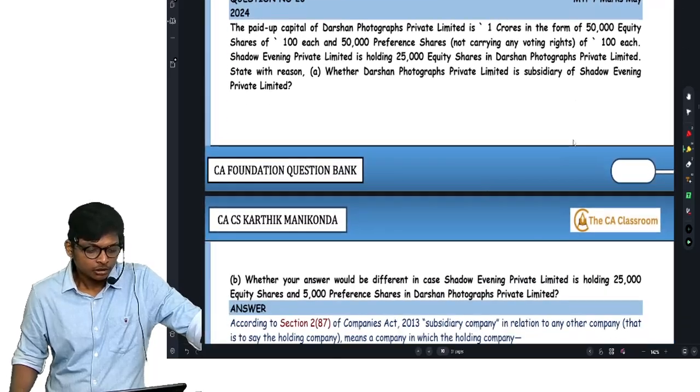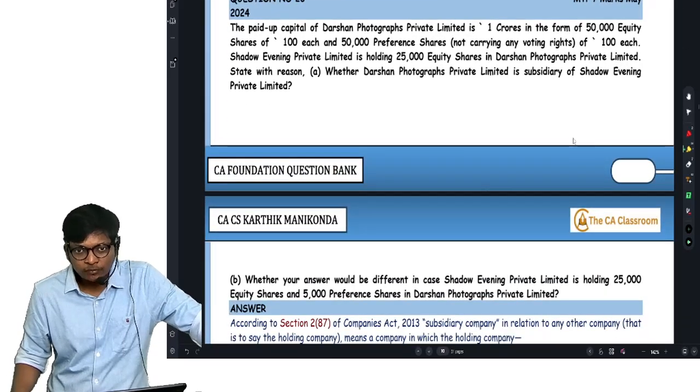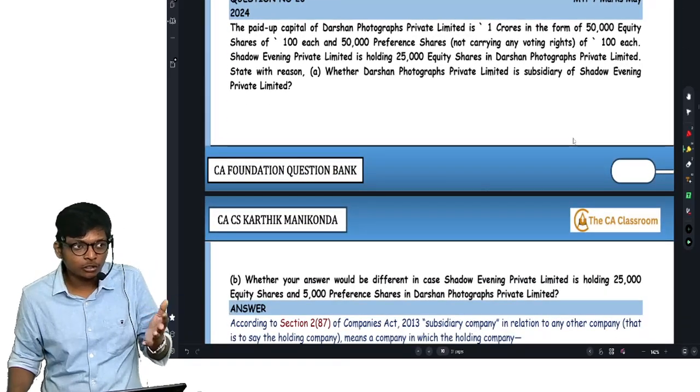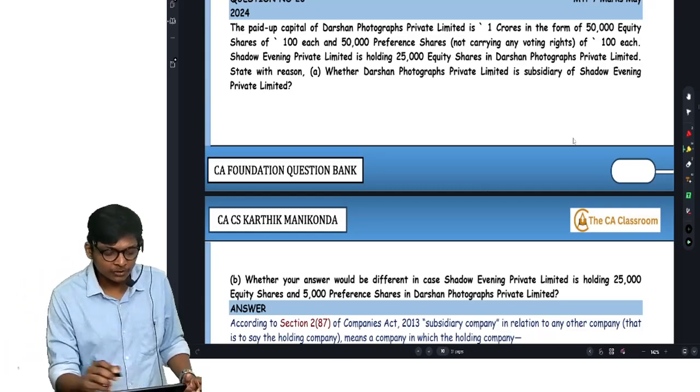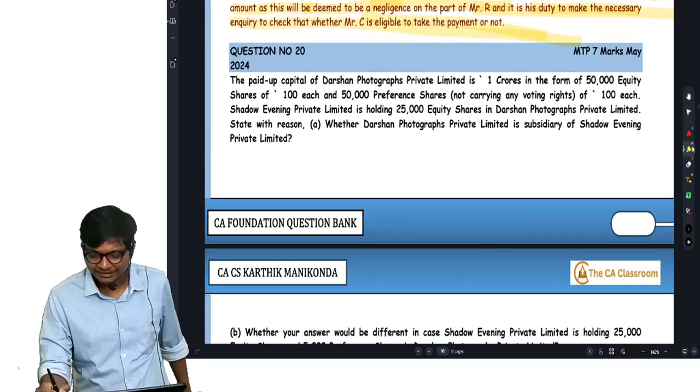Easier. So in the exam, even if you don't know the provision, if you write common sense, out of 5 marks, 1.5 marks will come. Okay, next question number 20. We'll slowly pick up pace guys.